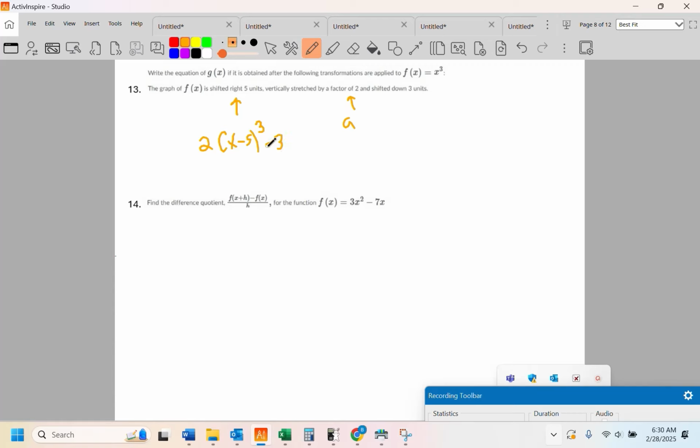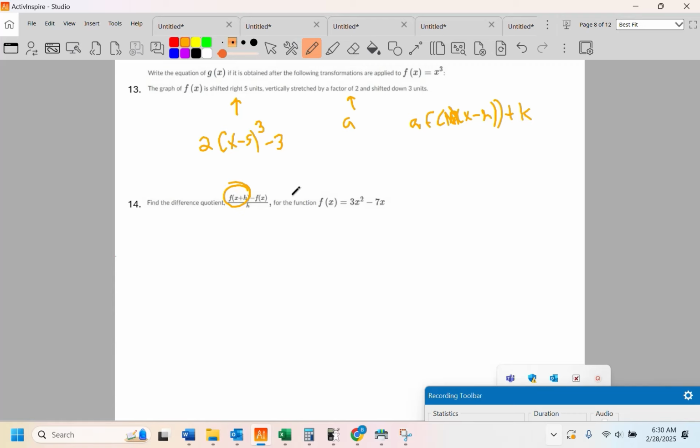There you go. So if you're curious about what I did, I used this transformation form a f of b times x minus h plus k. And b is horizontal. It wasn't mentioned. So I just used that. And I plugged stuff in. And that's it. Difference quotient's up next.